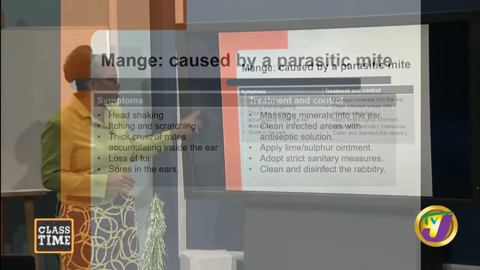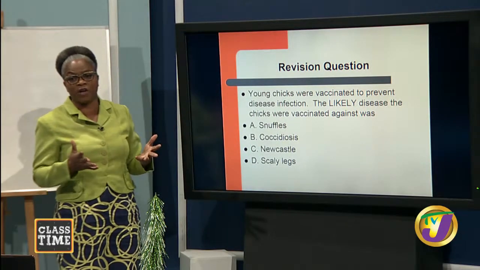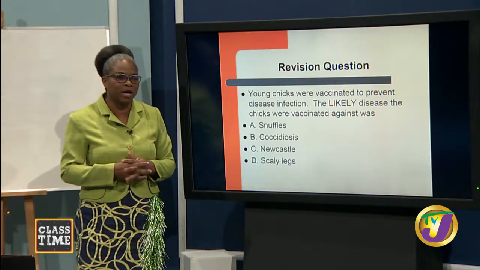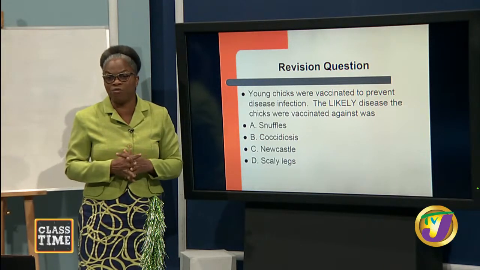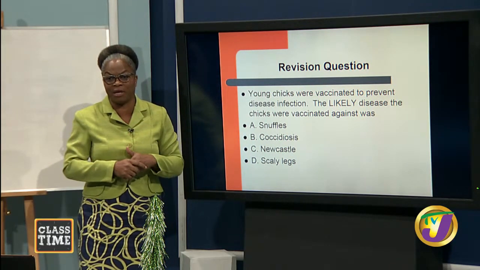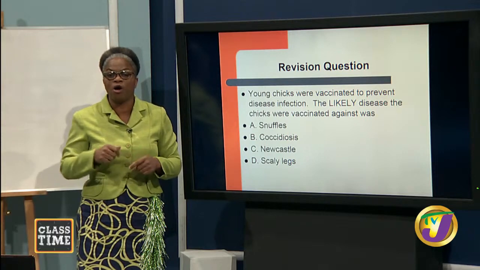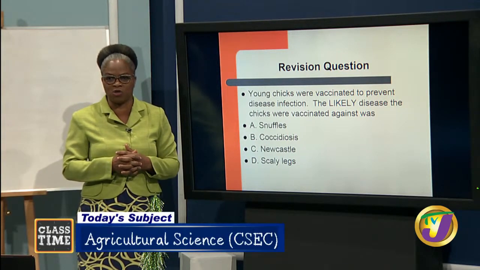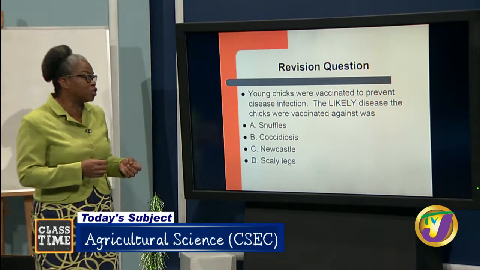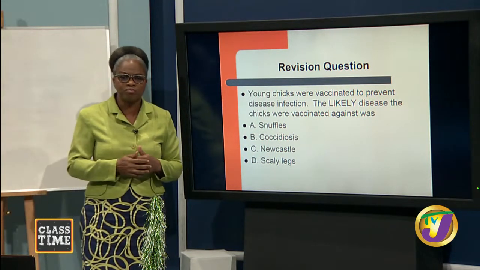That's very, very important. So what we have done so far, students, we have looked at pests and diseases affecting rabbits and chickens. And students, when you have your farm, do not put chickens and rabbits in the same building, because as I said before, both of them are affected by coccidiosis. So these things are very important. Let us move now to look at some revision questions.